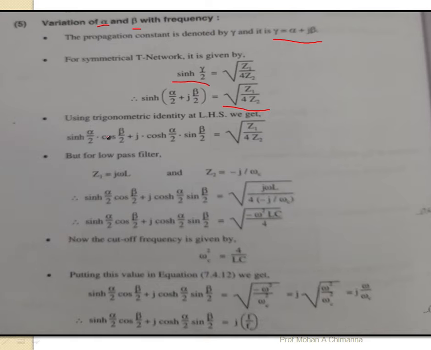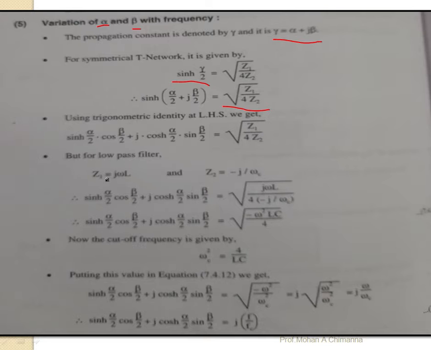Using the trigonometric identity on the left hand side, sinh of a plus b is equal to sinh a cos b plus j cosh a sin b. So, according to that, sinh of alpha by 2 into cos beta by 2 plus j cosh of alpha by 2 into sin beta by 2 is equal to the square root of z1 upon 4z2.